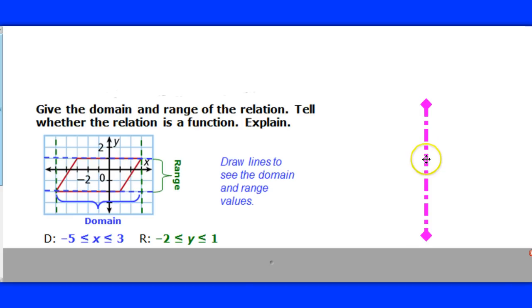You use what's called the vertical line test. So here's my vertical line right here. And what I'm going to do is take the vertical line and scan it across my graph. And as long as my vertical line doesn't touch the graph in more than one place at any given time, then it's a function.